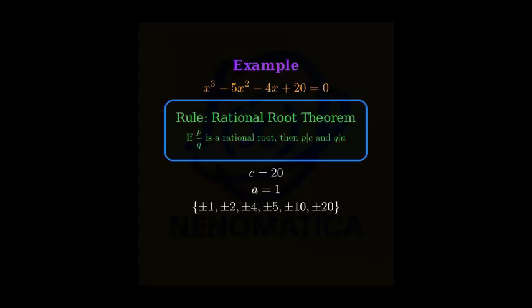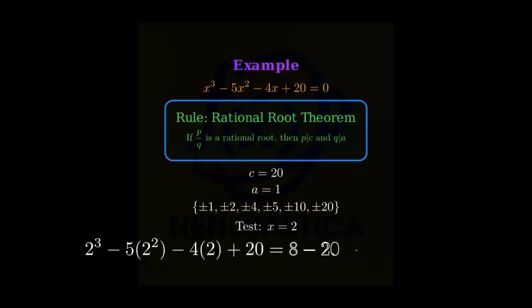Since the factors of 20 are plus or minus 1, 2, 4, 5, 10, and 20, and the factors of 1 are just 1, the possible rational roots are plus or minus 1, 2, 4, 5, 10, and 20. Let's substitute x equals 2 into our original equation to see if it's a root.